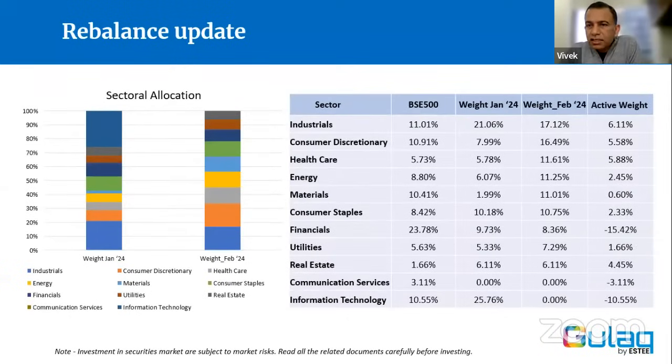Now sectoral allocation again, here's the overall detailed breakdown. So we are primarily bullish on industrials, consumer discretionary, healthcare, and real estate, whereas we are underweight on primarily two sectors, which is financials and IT. These are two sectors that we are underweight currently.